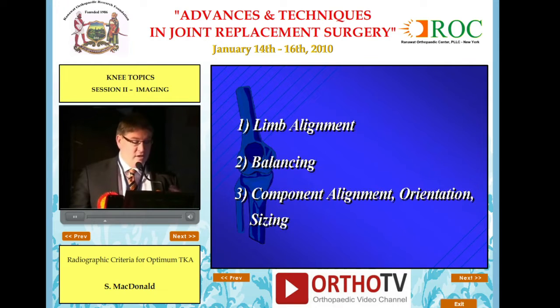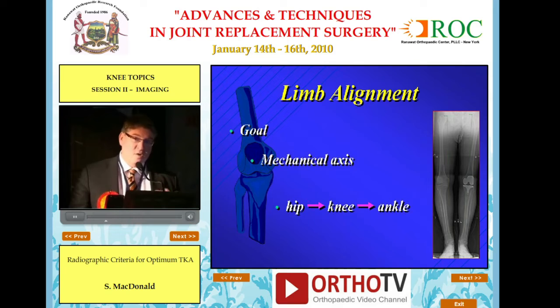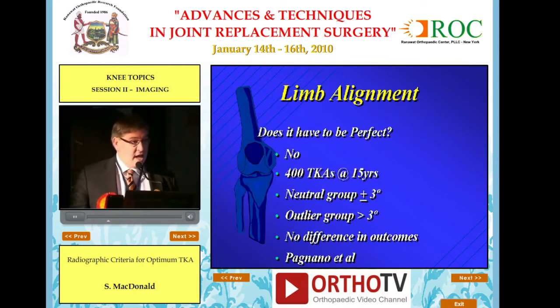3 things I'll touch on: limb alignment, balancing, and then component alignment and orientation. So limb alignment, I think we can all agree what we're aiming for is that mechanical axis from the center of the hip through the center of the knee through the center of the ankle. That's the dogma. That's what we've all been trained on. And does it have to be perfect? Well, hopefully not, and the answer is no.